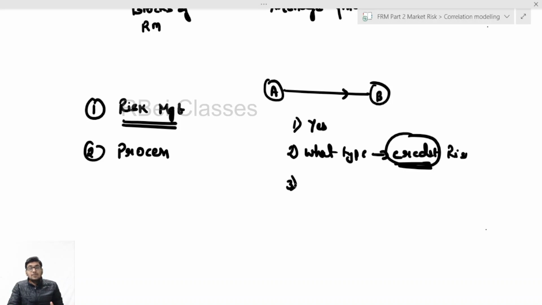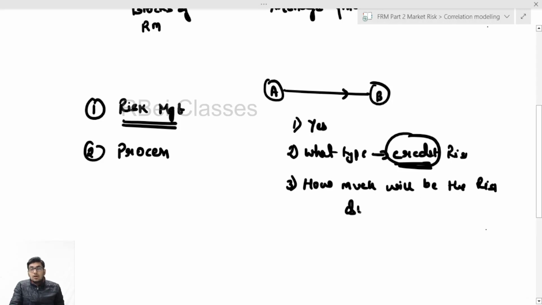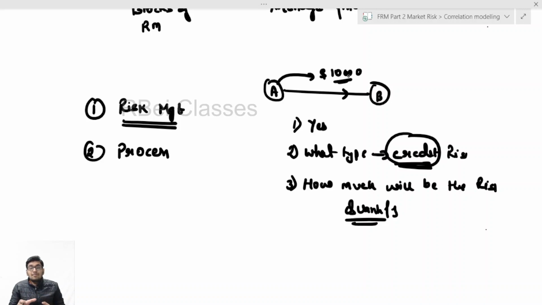Okay. Once I know that it's a credit risk, now I want to know how much will be the risk. Now I want to quantify that. Please tell me how much will be the risk, how much amount. Suppose I have given $10,000 to Mr. B, now I want to know how much I can lose, what is the probability of losing that money. So I want to know what is my expected loss, what is my unexpected loss. Expected means something which I can expect, that I can lose this much. Unexpected means I don't know how much I will lose, that is beyond your expectation.